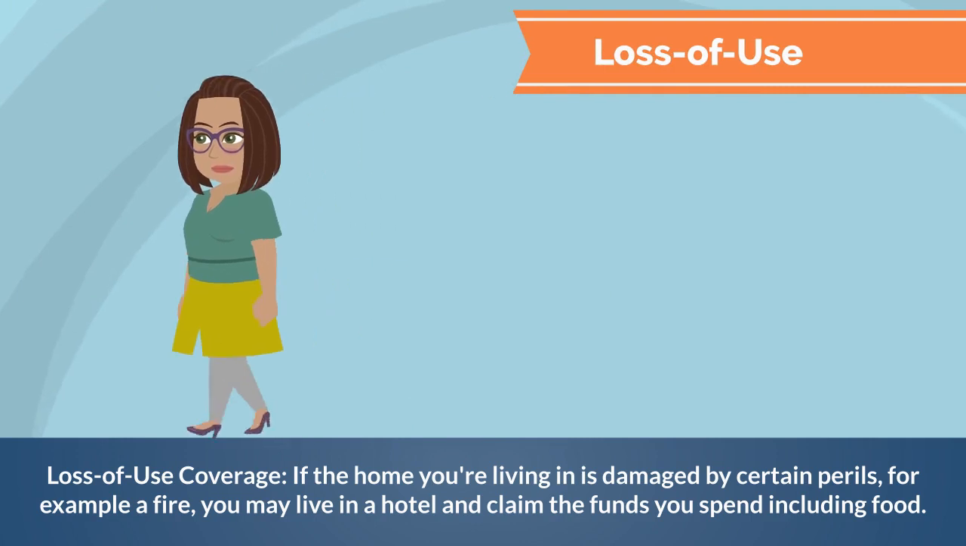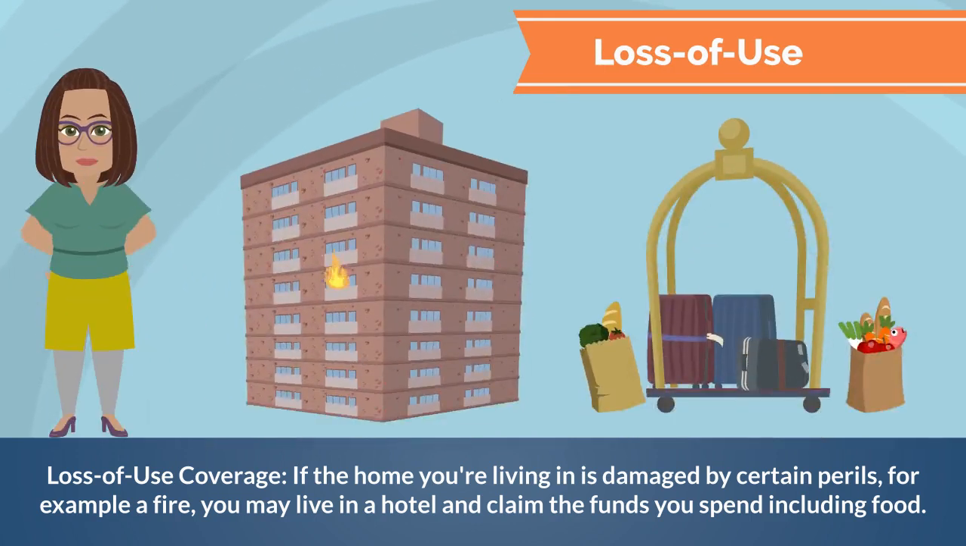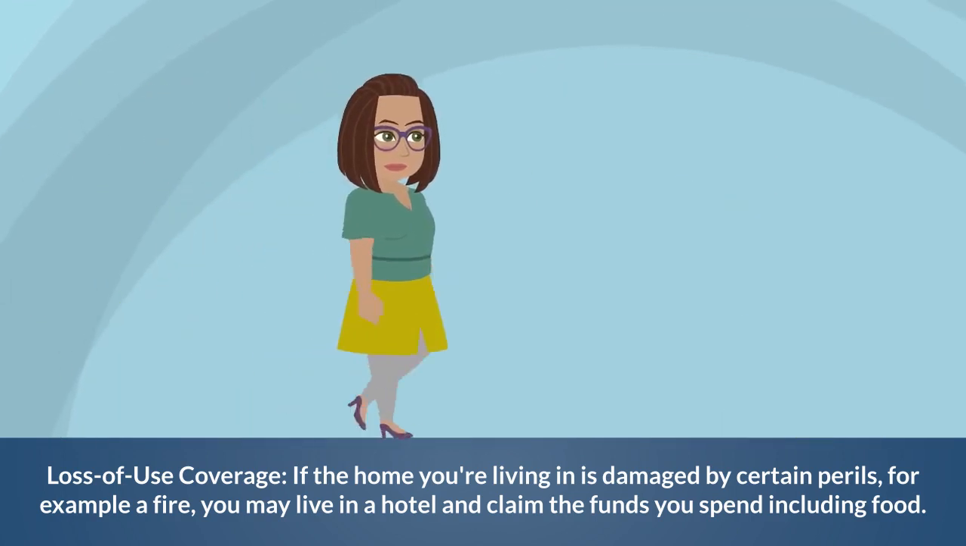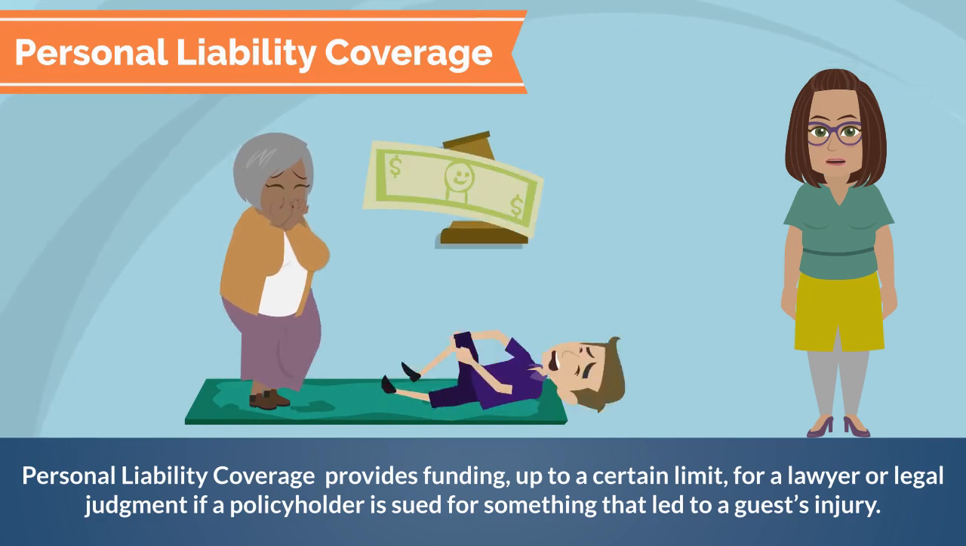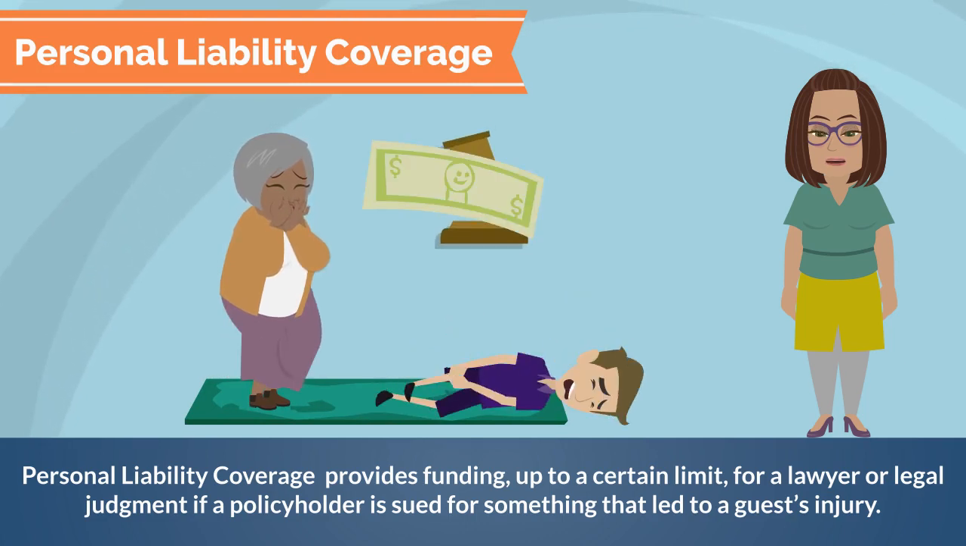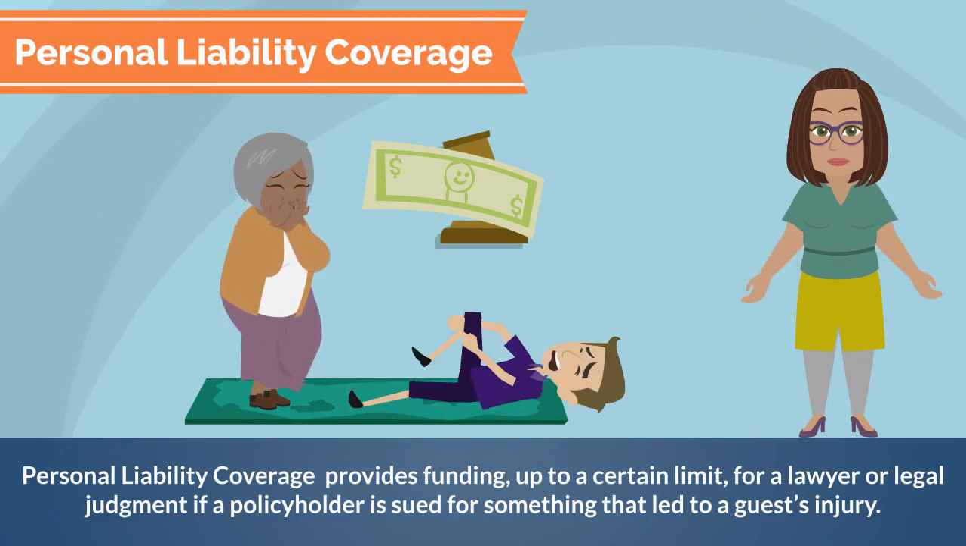Loss of use coverage. If the home you're living in is damaged by certain perils, for example a fire, you may live in a hotel and claim the funds you spend, including food. Personal liability coverage provides funding up to a certain limit for a lawyer or legal judgment if a policyholder is sued for something that led to a guest's injury.